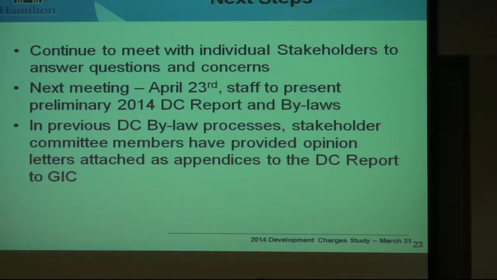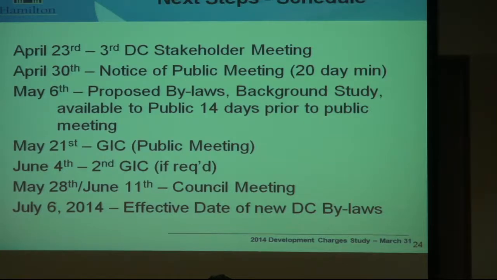As I mentioned in the last meeting, the stakeholder committee members, rather than endorsing recommendations, provided opinion letters to the public meeting / GIC. Staff will have recommendations for the stakeholder committee to consider. I don't know how you want to handle that, but we have a number of options with regards to some of the issues that have been presented. The last slide has the deadline dates with regards to the notice of public meeting.